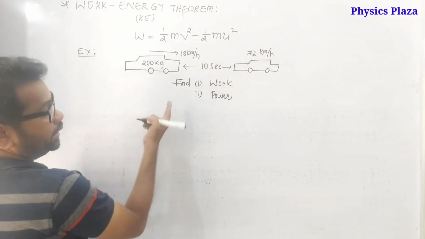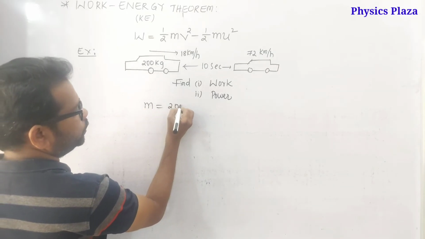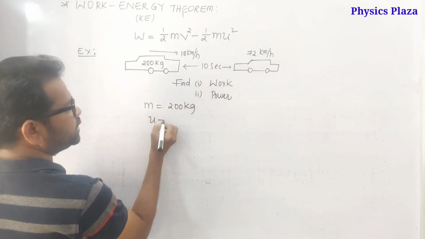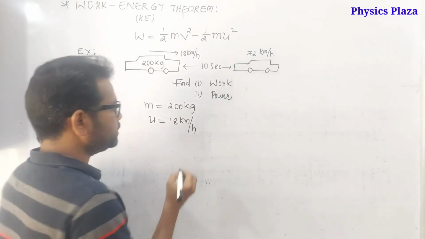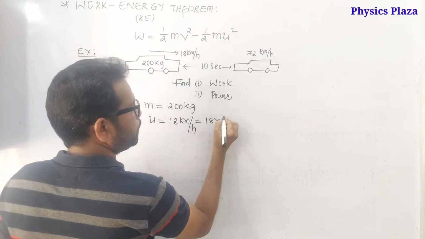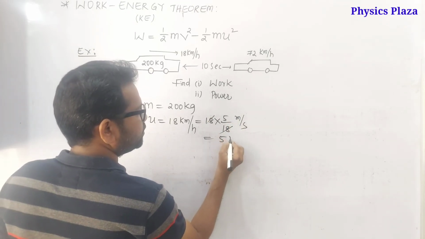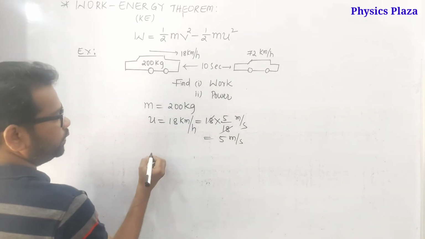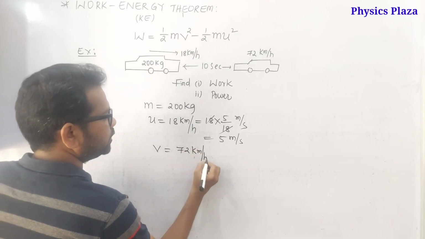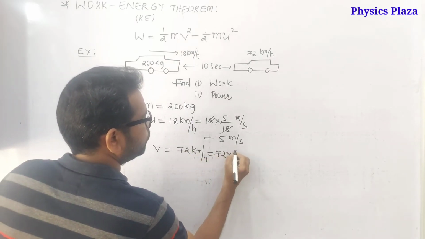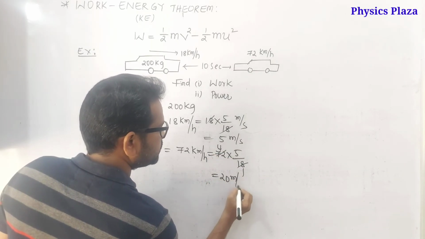Look here, children. Here you cannot directly substitute the values, otherwise you will get a wrong answer. Mass is given as 200 kg. Initial velocity is 18 km per hour, which has to be converted into meter per second by multiplying with 5 by 18. So 18 into 5 by 18, the 18 cancels, and the initial velocity is 5 meter per second. The final velocity is 72 km per hour, that is 72 into 5 by 18, which is 20 meter per second.